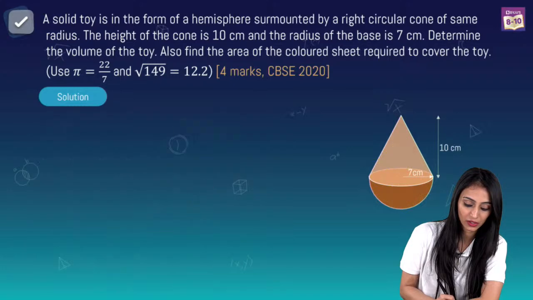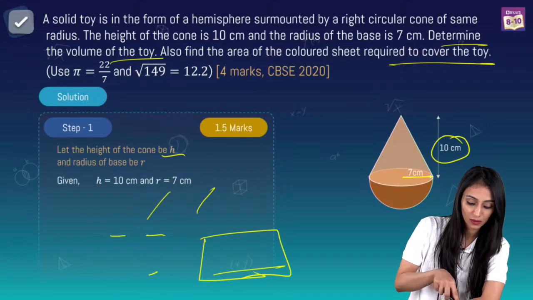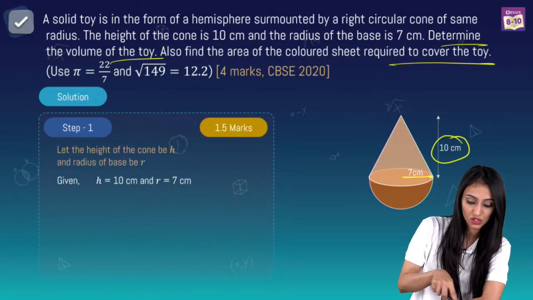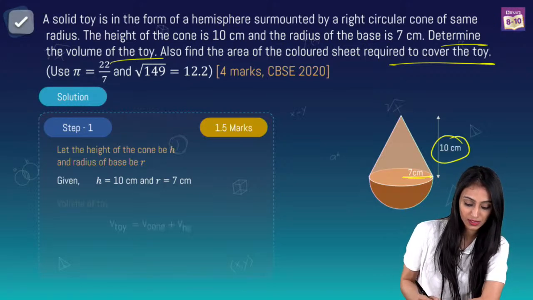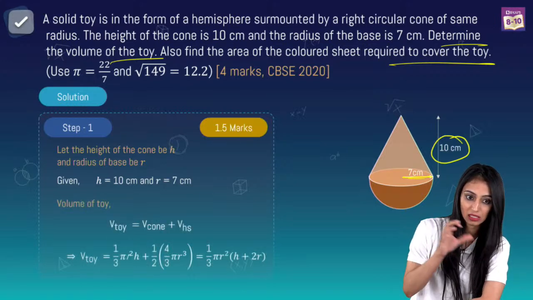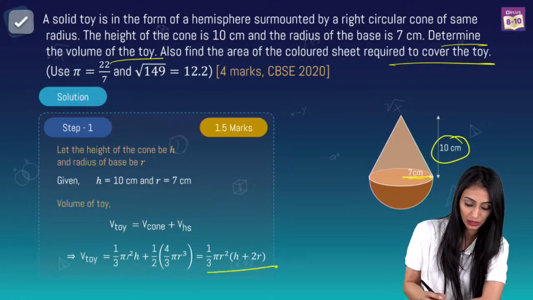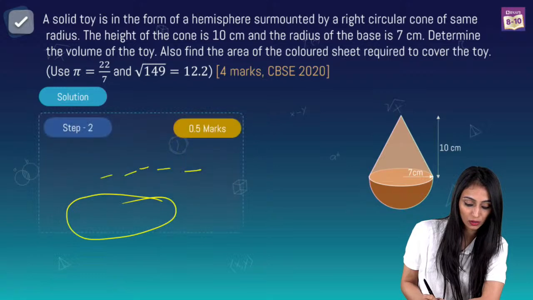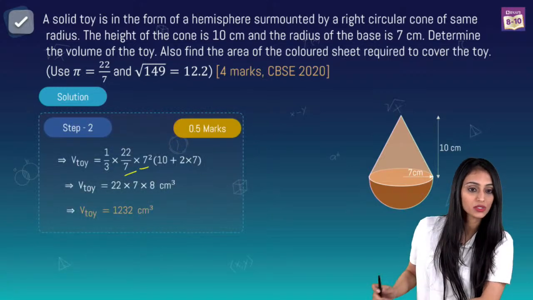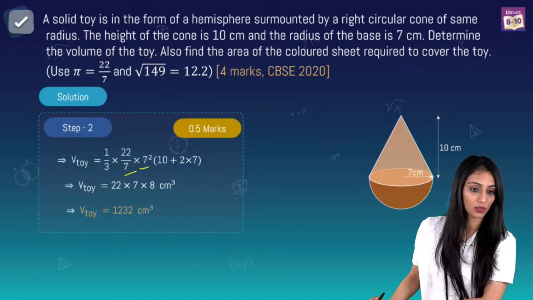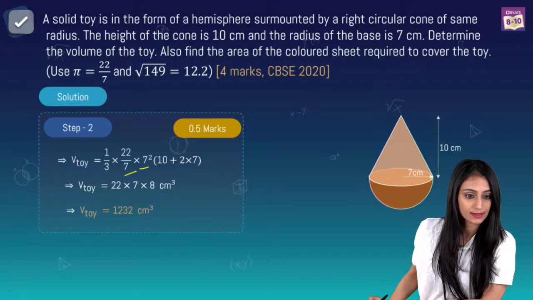So what we have done here is simply, this is the figure, right? In the question, height of the cone is given, radius is given. So first we are finding out the volume. Let's put everything here. Take common from the formula only, we get this. Now let's put all the values over here. You get 1232 centimeter cube.